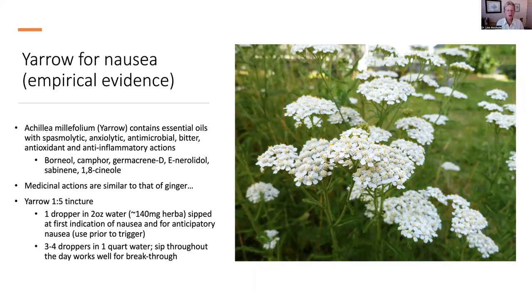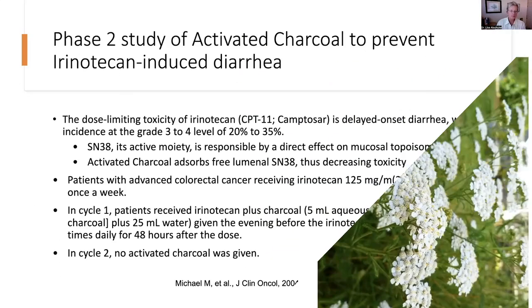So it has that spasmolytic effect. It has an anxiolytic effect. It's antimicrobial. As I mentioned, it's bitter. It's an antioxidant, anti-inflammatory. So it has enough overlapping actions that we could maybe predict it might do similar things to ginger. And I can tell you that this can be a lifesaver for patients. And in fact, some patients who don't respond to ginger will respond to yarrow.